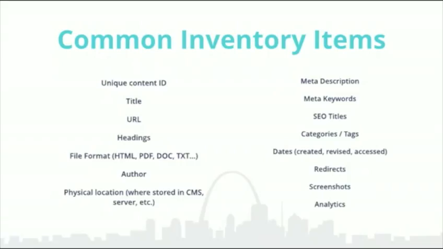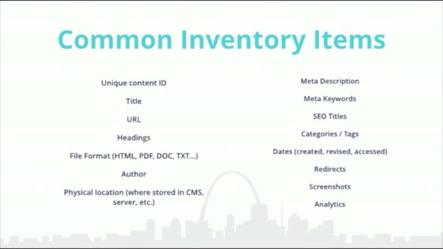Meta descriptions are very important, meta keywords. SEO titles might be a separate field that you're looking at versus your main titles. And if those don't exist, you can put that into your content strategy and say, okay, these are your headings today, and this is maybe what your SEO title of the page should be. Categories and tags, and dates that they're created, revised, accessed. That might give you a clear picture of how much that content has to be a living, breathing thing, and how many edits there are to it.